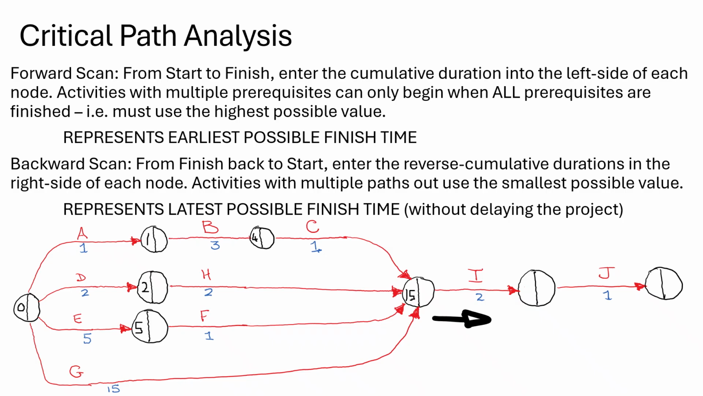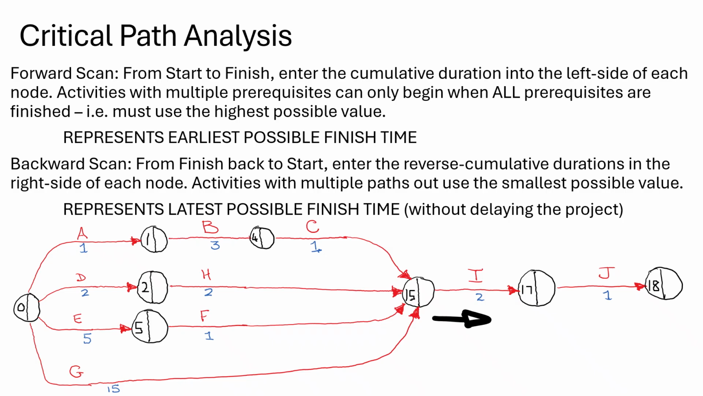Okay, from here on out, the network is pretty simple because it's just 15 plus 2 is 17, and then 17 plus 1 is 18. Okay, that is the end of the forward scan. And what we've revealed by doing that is that the overall project can be completed as early as 18 days. So that is the fastest possible time we can finish the entire project.